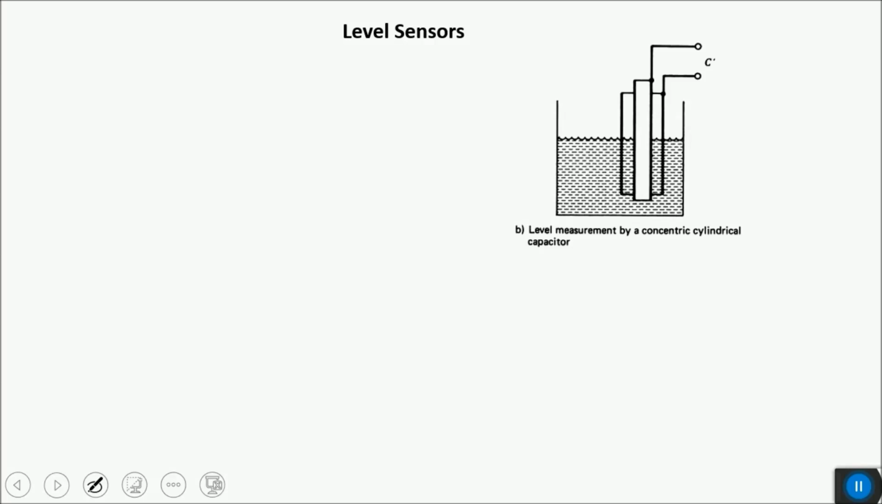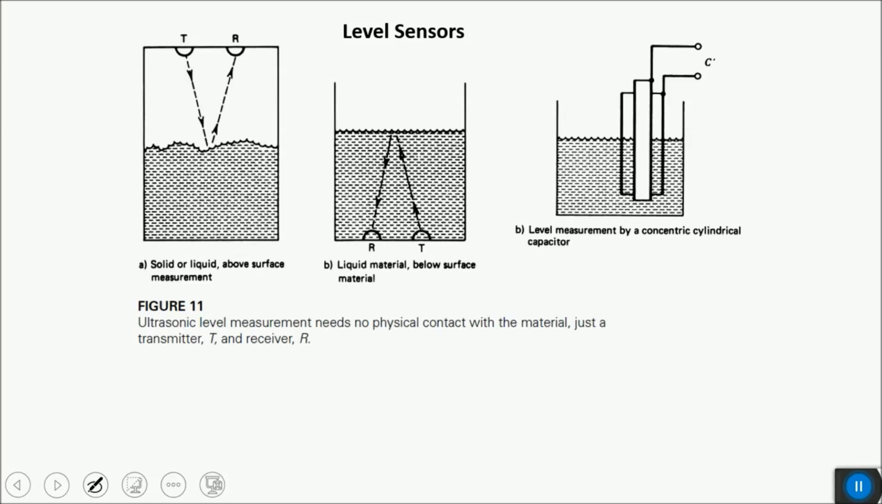Level is usually that of a liquid, but gas has pressure, and a solid has some stress or strain. In the case of liquids, we want to know the level of that liquid in a particular container. For that we can use different types of approaches.